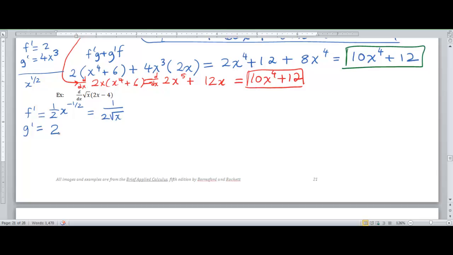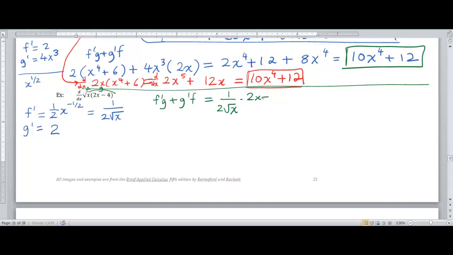Okay. Again, I'm calling this part f and this part g. Now we need to do f prime g plus g prime f. f prime is 1 over 2 root x, and g is just 2, so that's multiplied by 2. Oh, I'm sorry, let me erase this. F prime is 1 over 2 root x, and f prime g, so we're looking at g. G is 2x minus 4. Oh, it's been a long day.